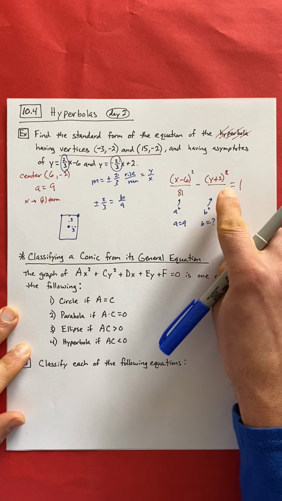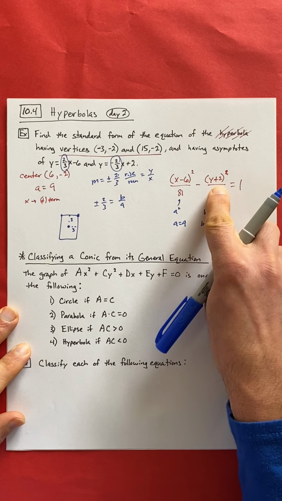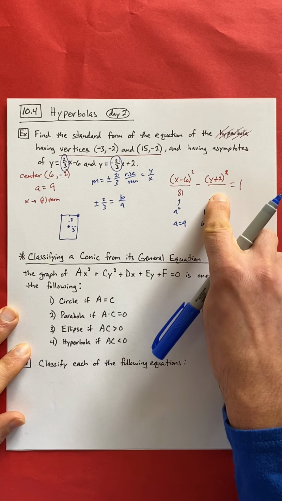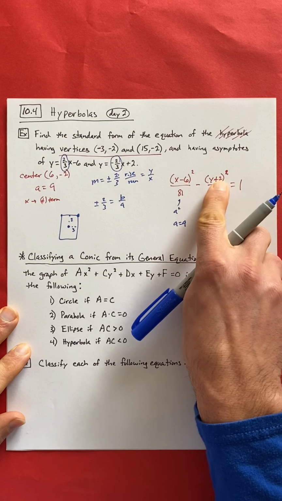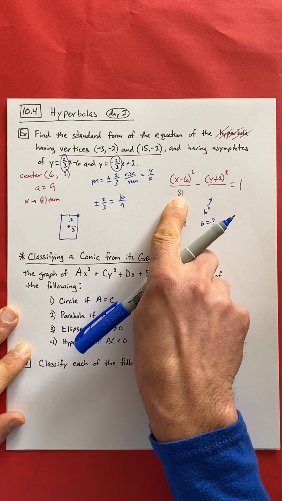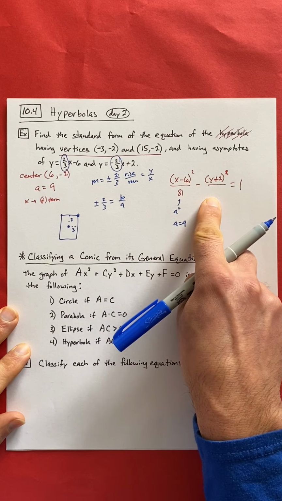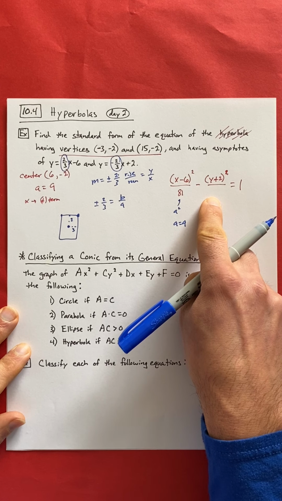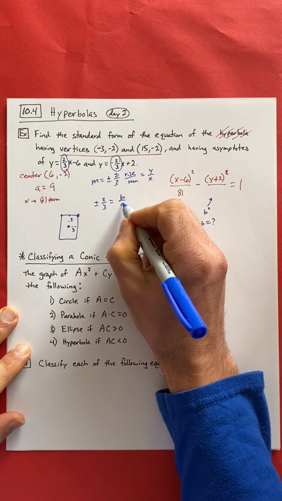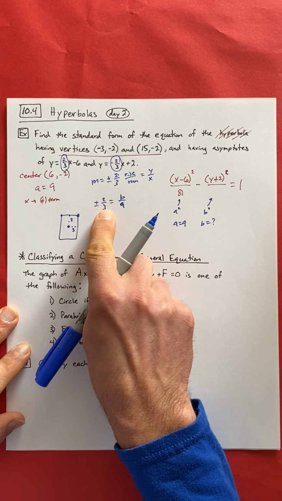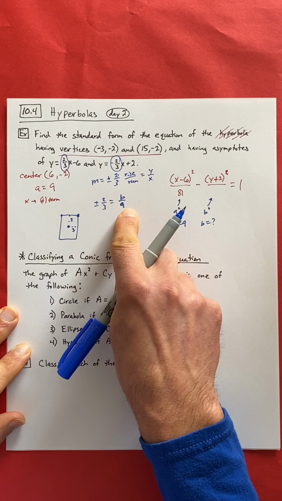And again, I always know that slope is rise over run. So it's always the y value divided by the x value. If the y term had been here, I would have said it was 9 over that number. All right, so now I've got that plus or minus 2/3 is equal to b over 9.